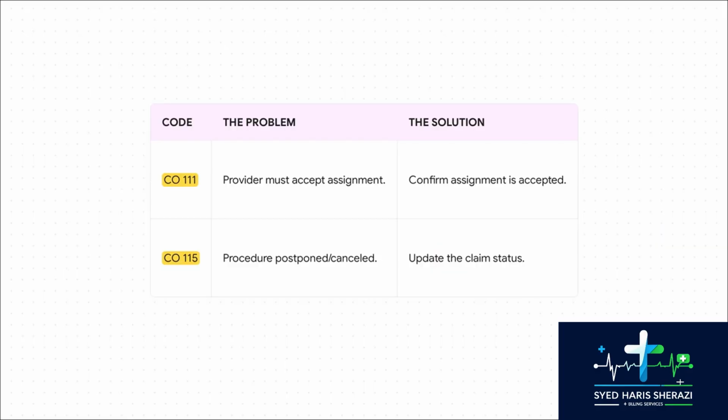Next up, we've got two more really essential checks. CO 111 is all about making sure you're properly in-network and that you've agreed to the payer's terms. And CO 115 is just about keeping up with reality. If a procedure gets postponed or canceled, the claim has to reflect that. It's all about making sure the claim is an exact snapshot of what really happened.